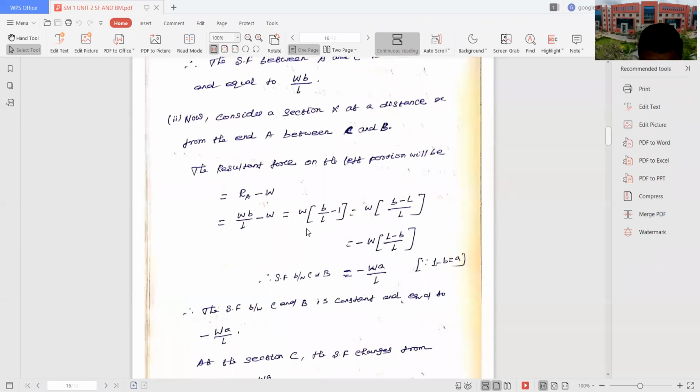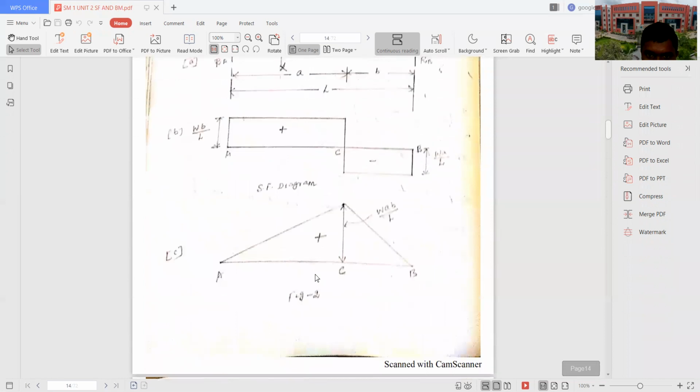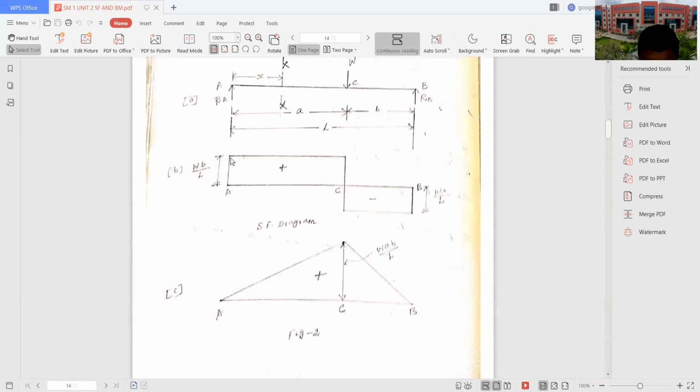So from WB by L, it comes down to minus WA by L. Here you can see. So WB by L. So after that, at point C, because of this W, it comes down as minus WA by L. Then between C and B there is no any force, it's constant horizontal. Again, it goes to 0 because RB is plus WA by L. This is minus WA by L. Therefore 0 here on point B. So this is how you have to draw the shear force diagram.